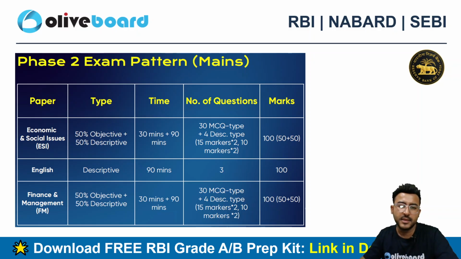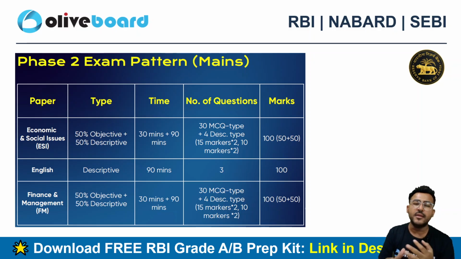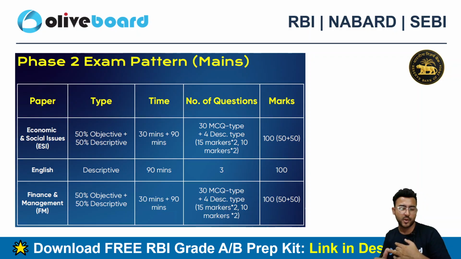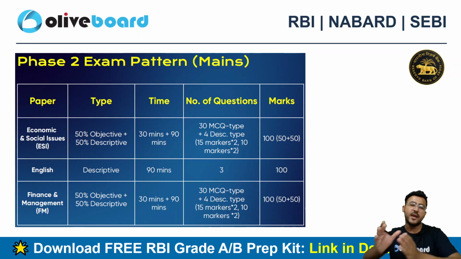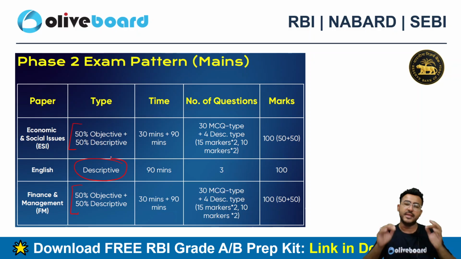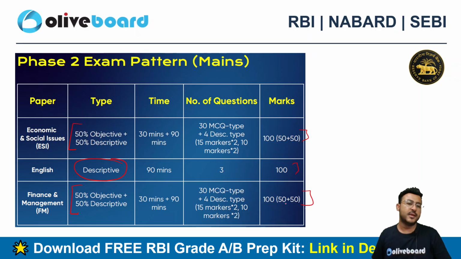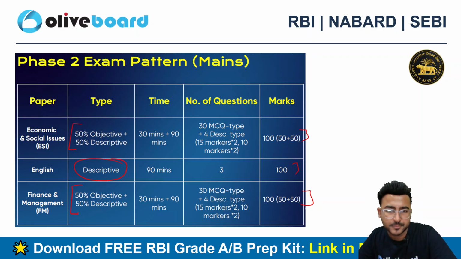In phase 2 you need to prepare for 3 subjects: Economic and Social Issues, ESI, English, and FM, Finance and Management. Please do remember, this is not financial management, this is finance and management. The amazing part about ESI and FM is that they are 50% objective and 50% descriptive, whereas English is completely descriptive in nature, right? The weightage is the same for all 3 papers, 100 marks. However, ESI and FM are 50 objective and 50 descriptive, so 50 marks you need to prepare for the objective part, and 50 marks for the descriptive examination, right?